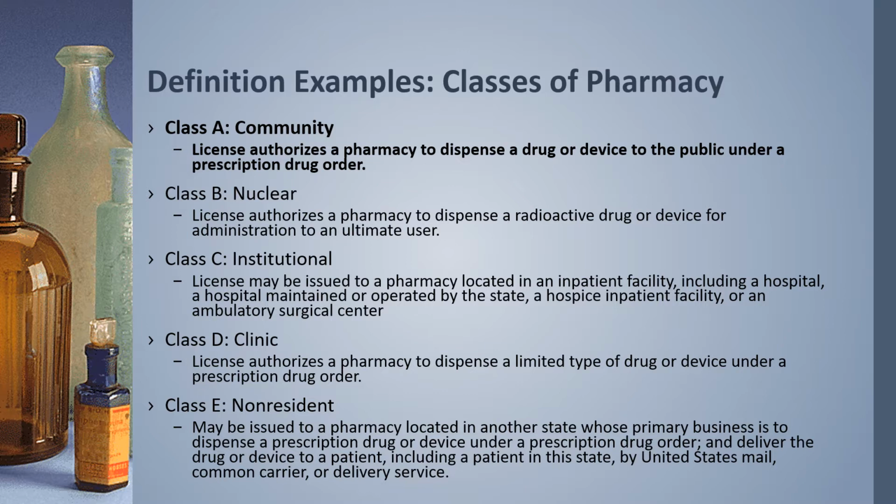And the best way to remember this one is this pharmacy is not located in Texas at all. It may be issued to a pharmacy that's located within another state, whose primary business is to dispense a prescription drug or device under a prescription drug order, and then deliver that drug or device to the patient, including a patient in this state, by United States mail, common carrier, or delivery service. A lot of times this one can be called mail order pharmacy, or other types of pharmacy that just basically are not included in Texas but service Texans.